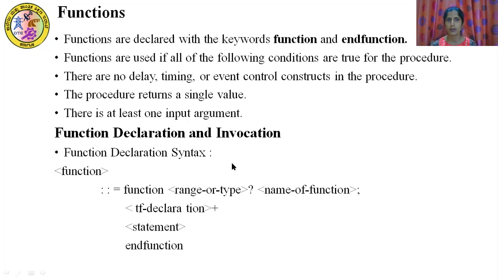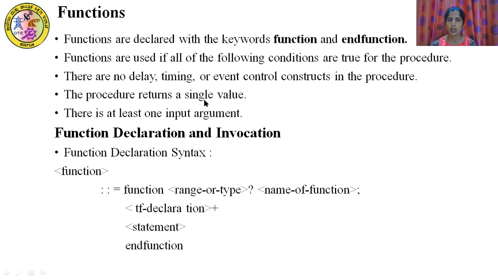Let's move further with functions. Functions are declared with the keyword function and they end with the keyword endfunction. Functions are used if all of the following conditions are true for a procedure. So, what are the conditions here? First, there are no delay, timing or event control constructs in the procedure. Second, the procedure returns a single value.